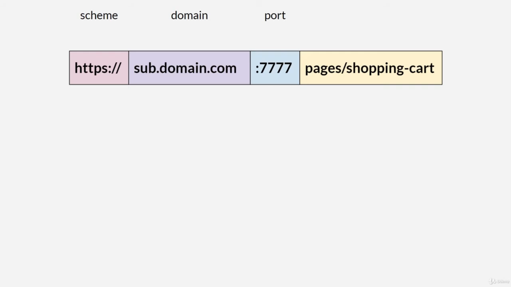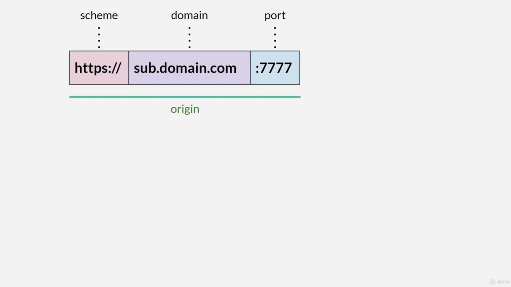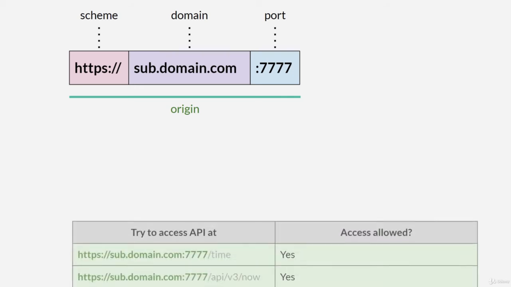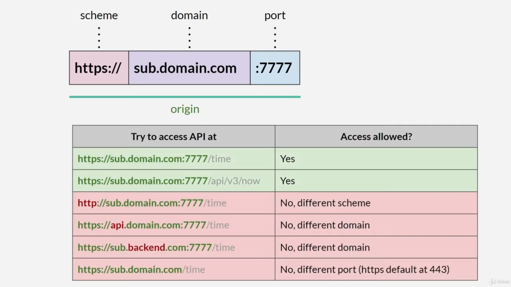An origin consists of a URI scheme, domain, and port number. For example, this URL has https as scheme, sub.domain.com as domain, and 7777 as port number. The yellow part, the path, is not part of the origin. This table shows how the same origin policy will be applied if a script from the above URL tries to access an API.